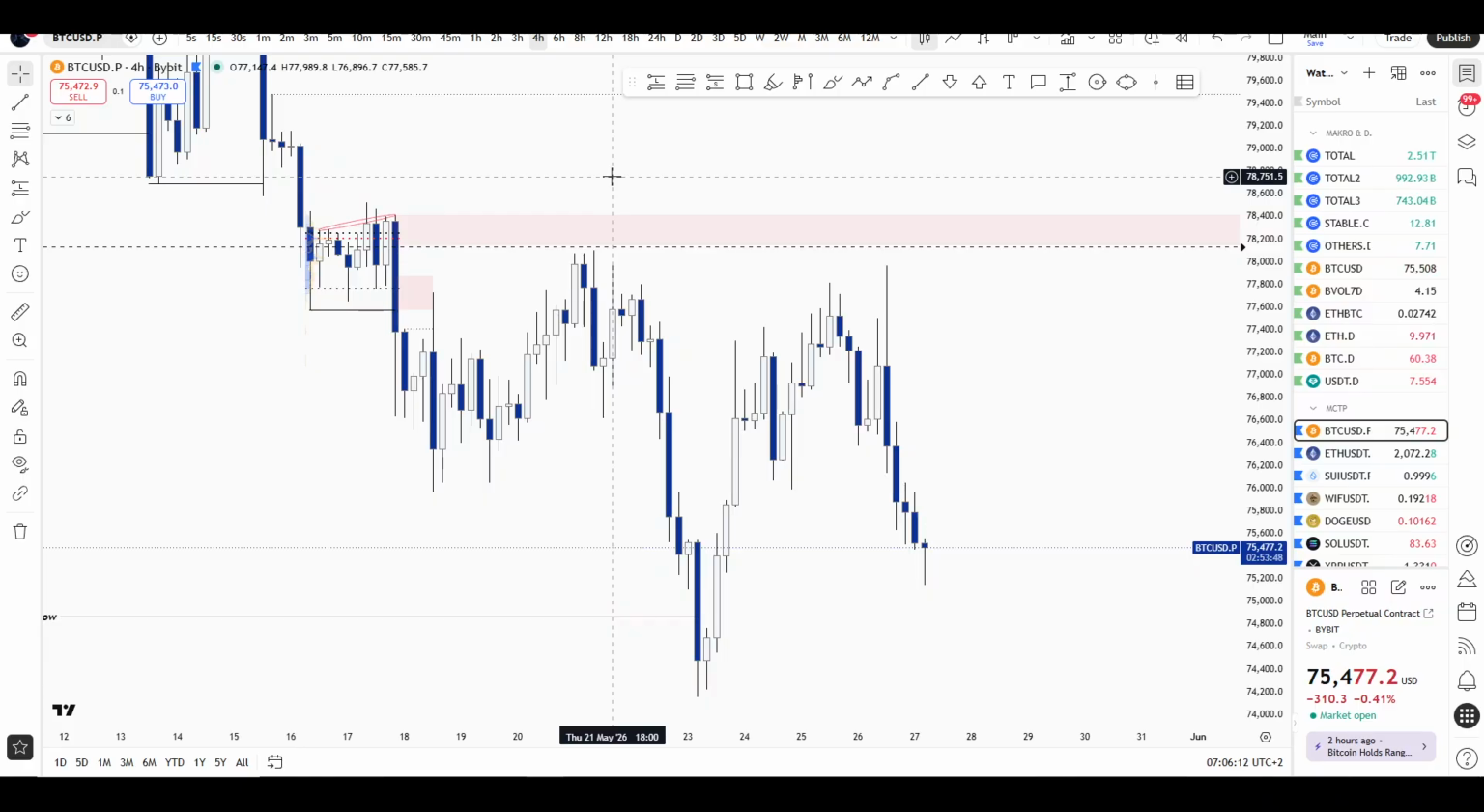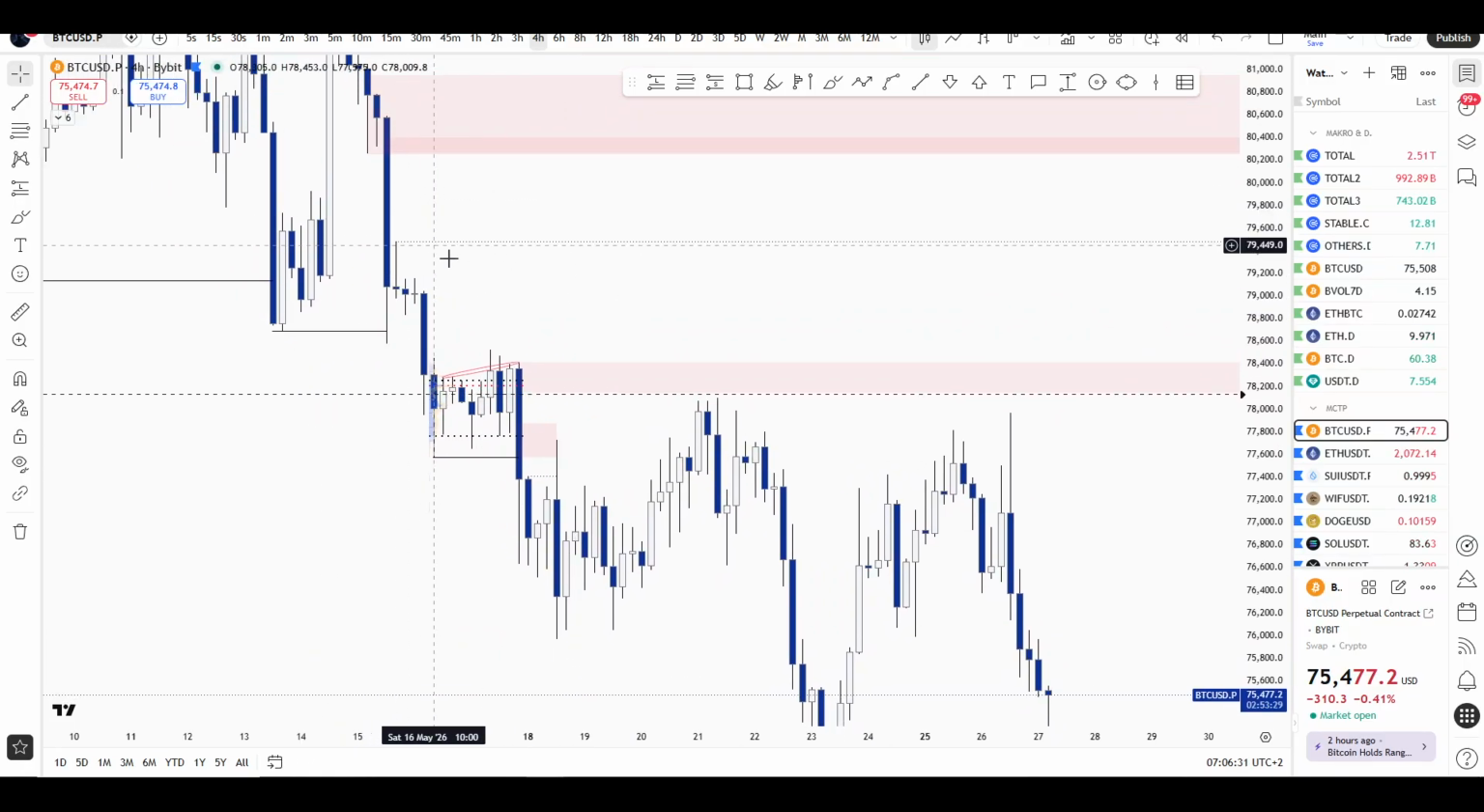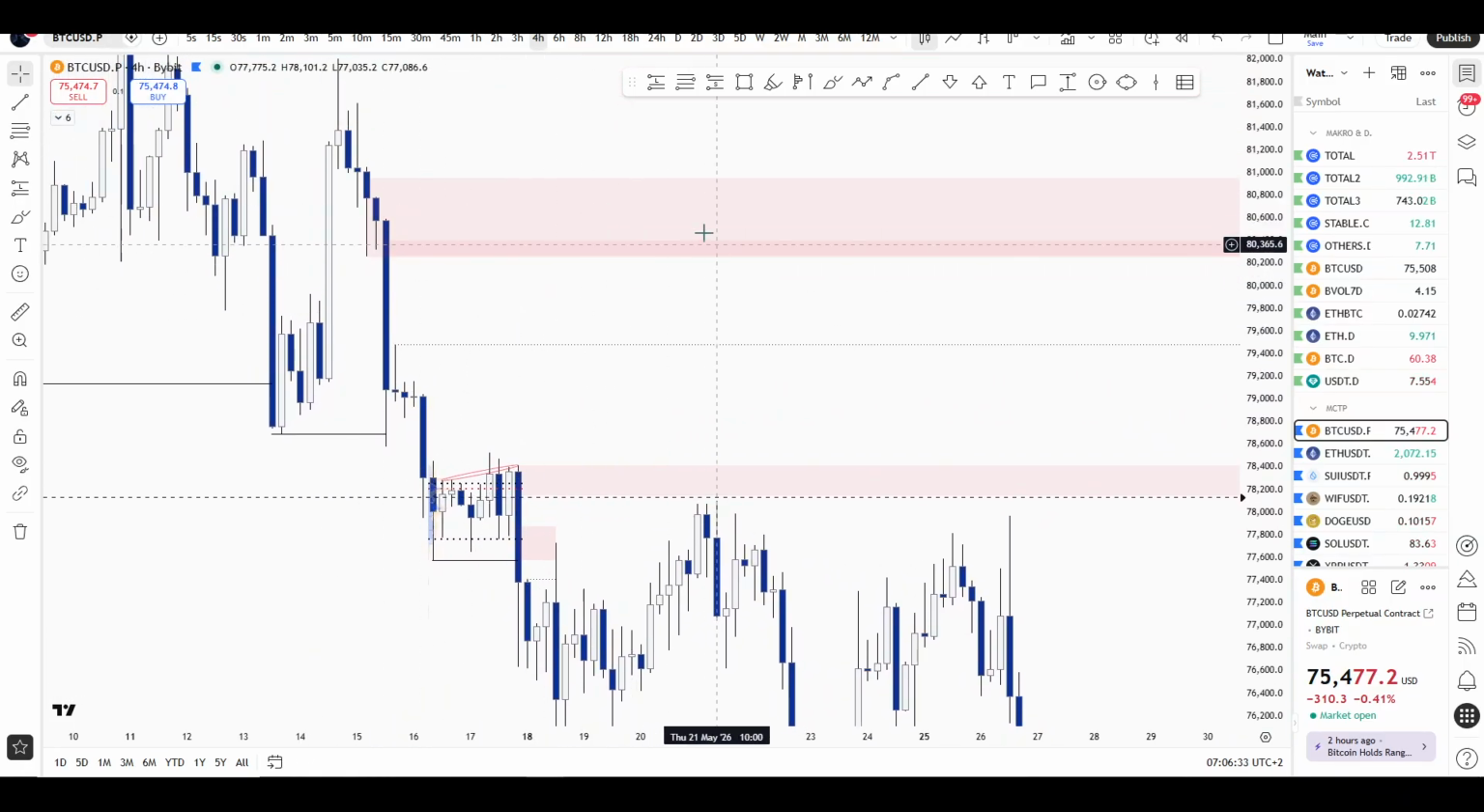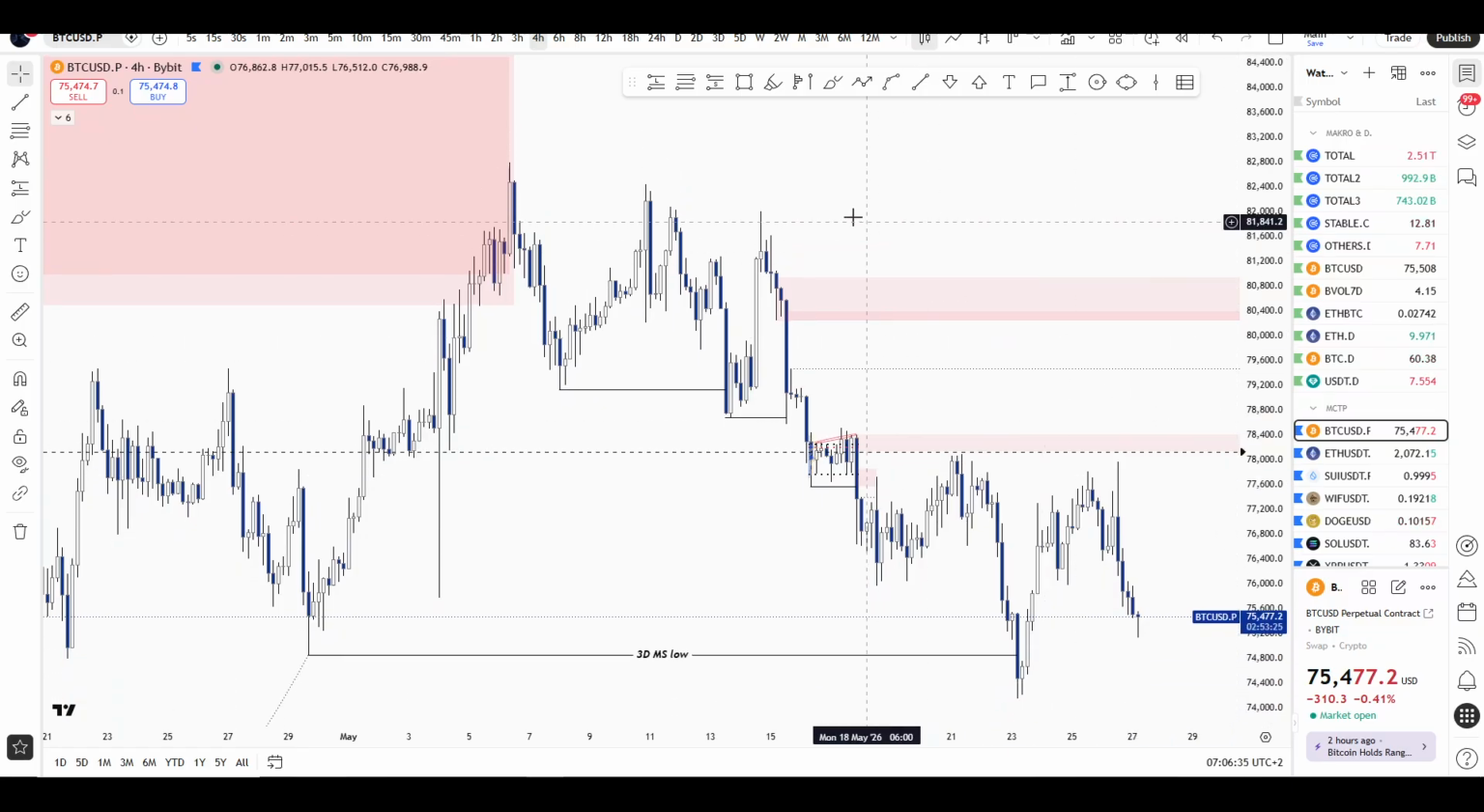This is 9.8. Oh, we did not even take out this high. So we made equal highs here. We have a high here and so much liquidity here and here. Obviously a supply block and here.